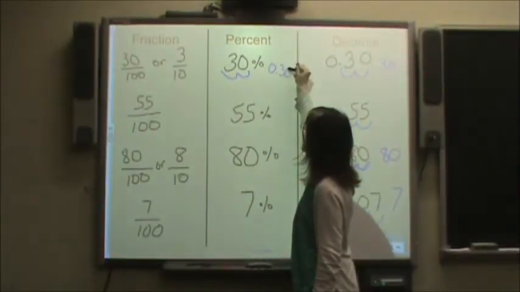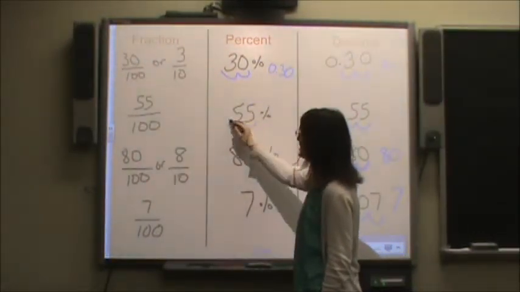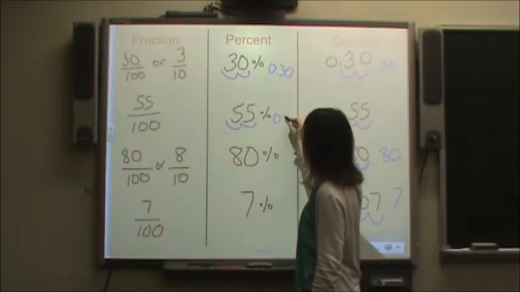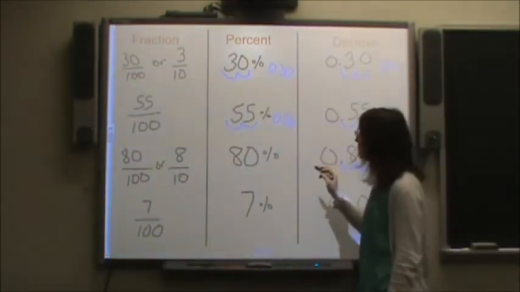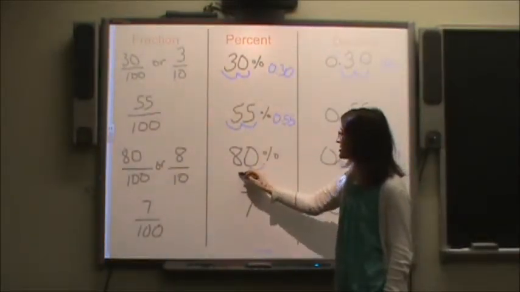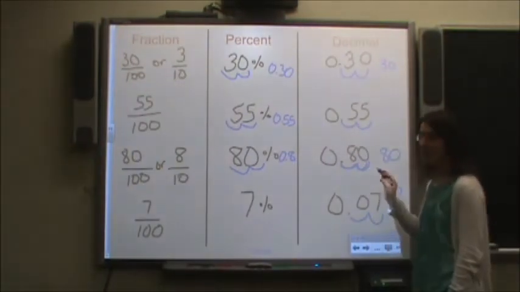And I don't have to include that 0. I can, but I don't have to. If I do the same thing here, move it twice to the left, I get 0.55. Same decimal that I had. Right here, if I move it twice to the left, it's going to be 0.8. Same thing I got over here.